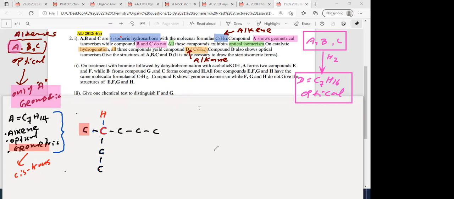Between carbon number, this side. There are 3 carbons here. That is the best place to put the double bond. Okay, then I can put the double bond. Can I put the double bond at the terminal? No. Then what happens?